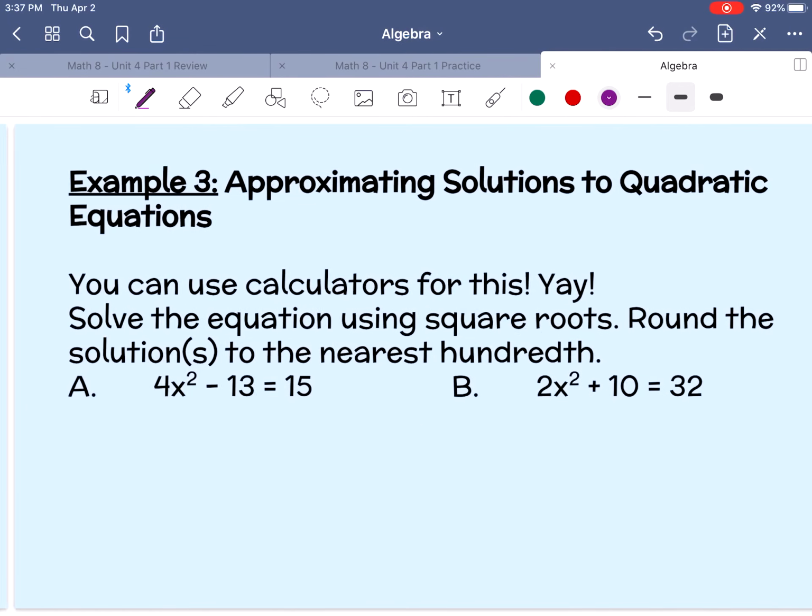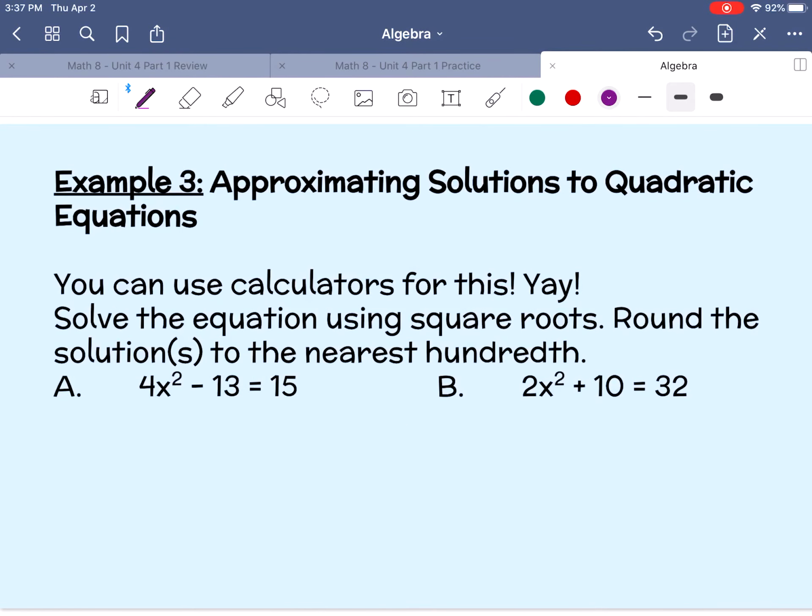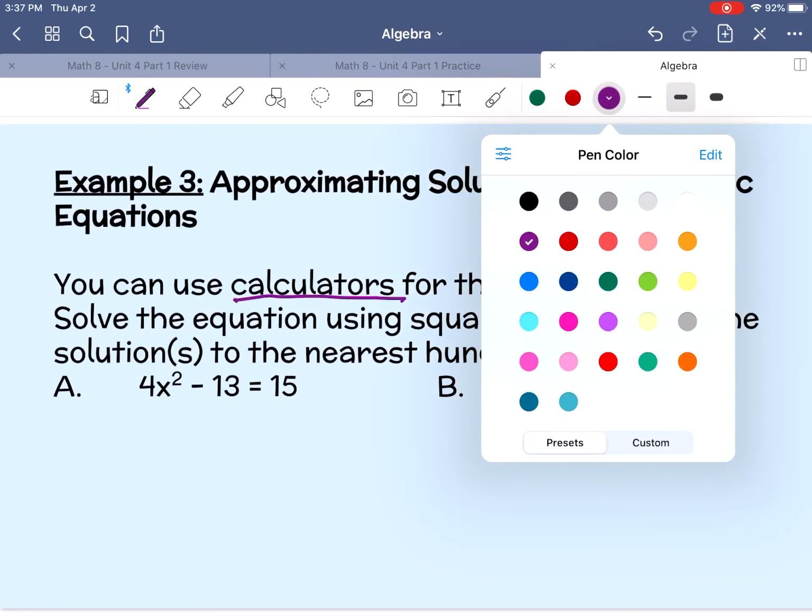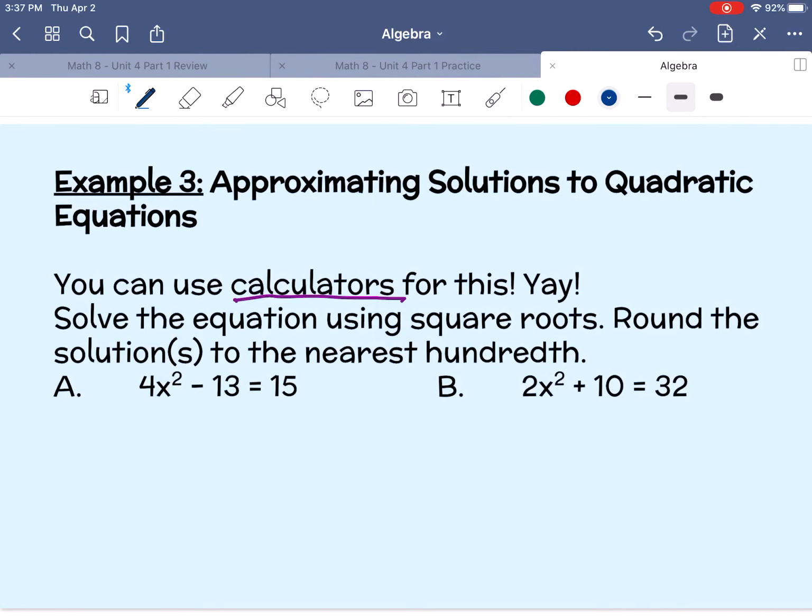Okay, moving on to problem number 3. So this is where you'll need your calculator, so make sure you've got that for the approximations part. So we're going to be solving the equations using square roots, because when we put these in, they are not going to be perfect squares. When we put the numbers into our calculator, we're going to be rounding to the nearest hundredth. So same process still applies.